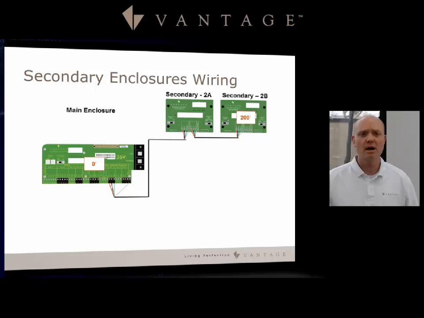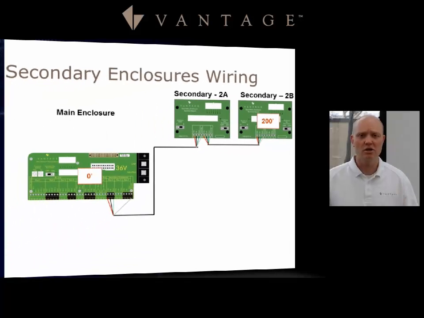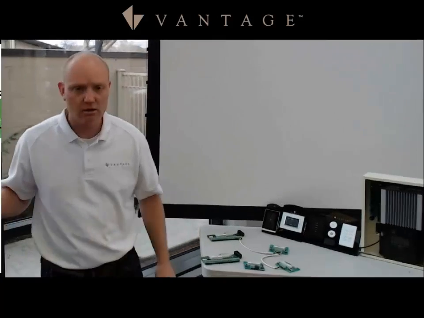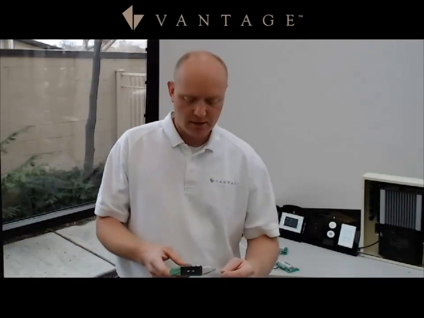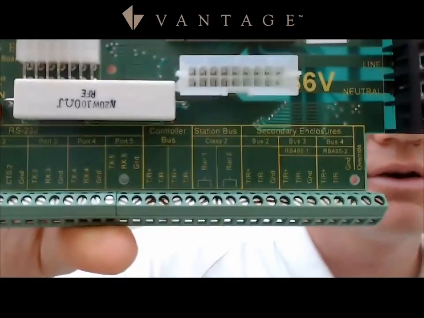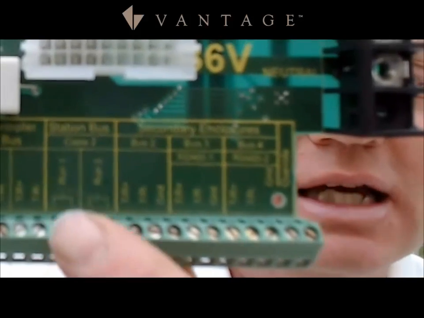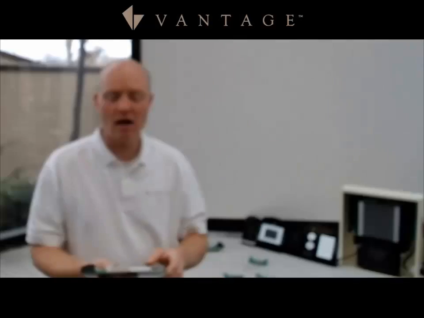So the first thing to talk about is the secondary enclosure wiring. First thing I want to point out, 200-foot maximum from the main enclosure to the end of each secondary run. Now, how many secondary runs can I have? If we look closely here, and I bring this into focus, you will see that you have 3 secondary enclosure runs here. So that I have secondary bus 2, 3, and 4. Now, with those runs, that means that I can have the main enclosure and then up to 6 secondary enclosures.